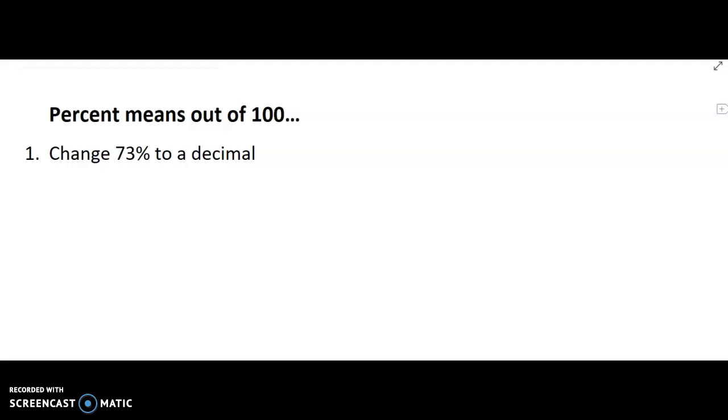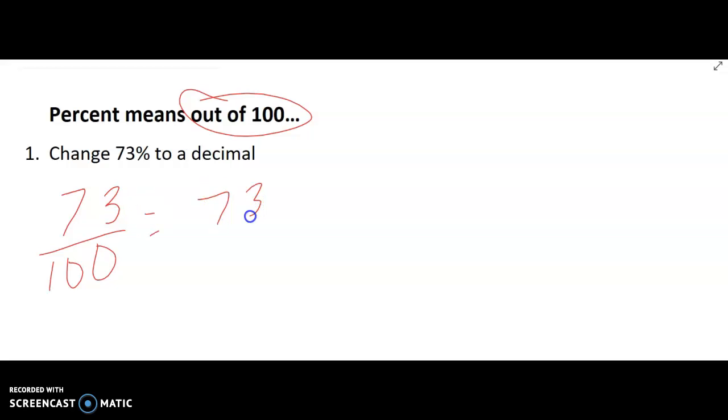So when I'm thinking, let's change 73% to a decimal. Now, it's actually easier to change a percent to a fraction because of this out of 100. So that's kind of the first thing you can think about. If percent means out of 100, I could change it to a fraction. Now, that's great, but that doesn't help me. If you understand a fraction bar is division, this is the same as 73 divided by 100. And if you type that into a calculator, you're going to get 0 and 73 hundredths, right? Now, think this through.